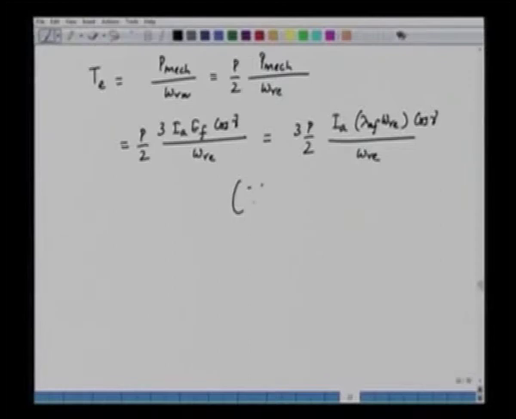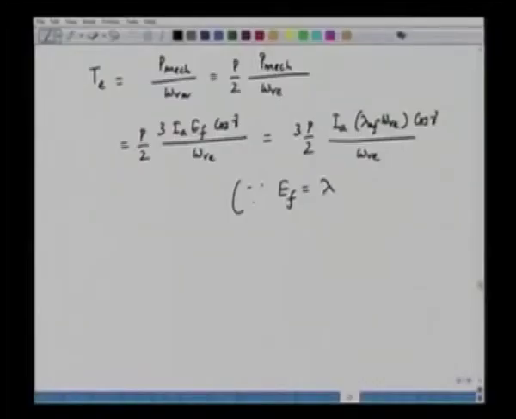Here we have assumed that EF is the field induced EMF, that is the induced EMF in the armature due to the field current, and we define a flux linkage called lambda AF, which is the flux linkage in the armature due to the field current. So, this EF is equal to lambda AF into omega re. If we assume that EF equals lambda AF into omega re, we can write that here, and then finally the expression for the torque is 3 P by 2 IA lambda AF into cos gamma.